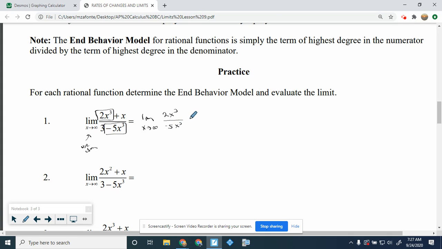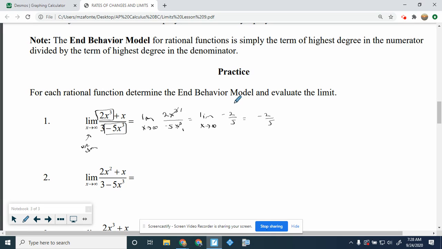Now with these problems, there'll be some simplifying you can do. You can see here that these x cubes are just going to cancel and leave a 1 behind, and you end up with the limit of a constant. It's going to be the limit of 2 over negative 5, or negative 2/5. So what is the limit of a constant? It's the constant itself.